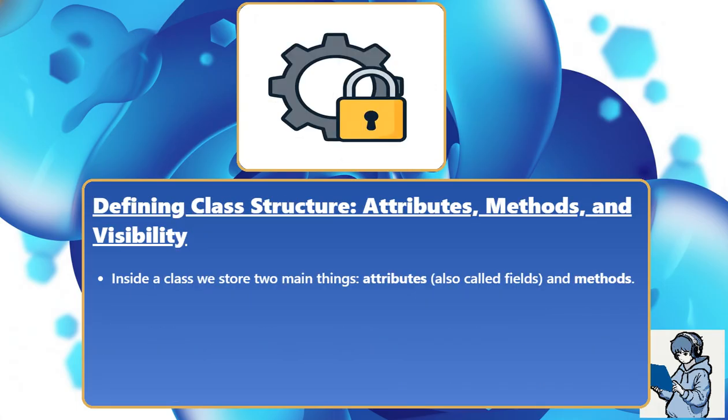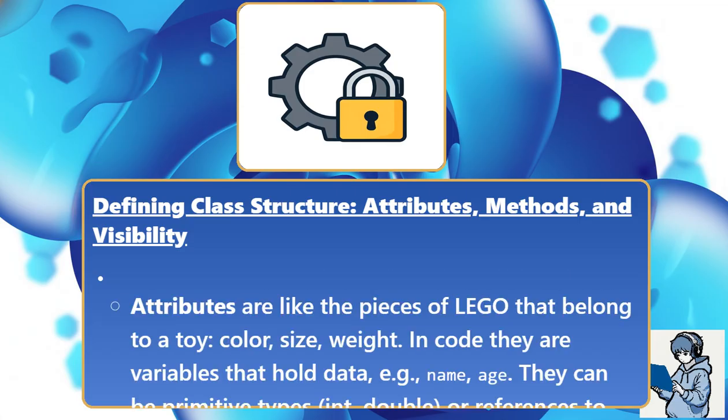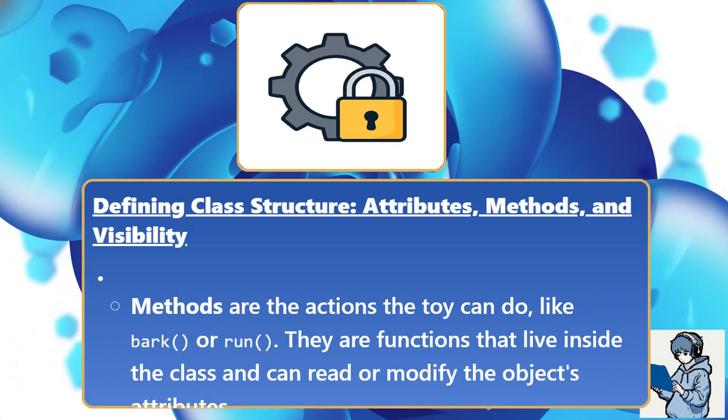Inside a class, we store two main things: attributes, also called fields, and methods. Attributes are like the pieces of Lego that belong to a toy: color, size, weight. In code, they are variables that hold data, for example, name, age. They can be primitive types such as int or double, or references to other objects. Methods are the actions the toy can do, like bark or run. They are functions that live inside the class and can read or modify the object's attributes.